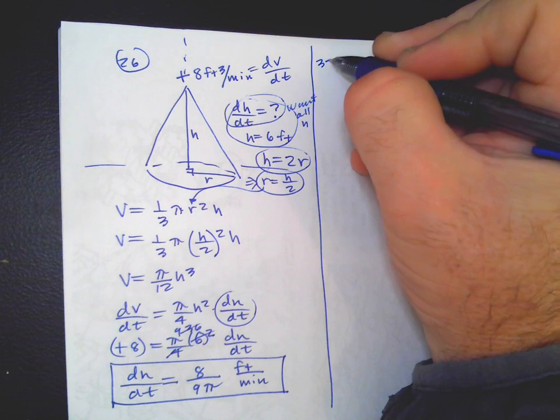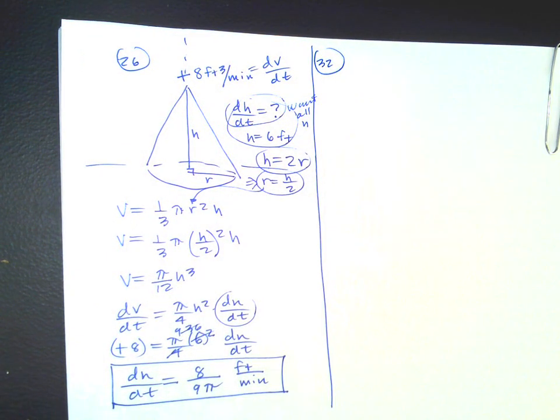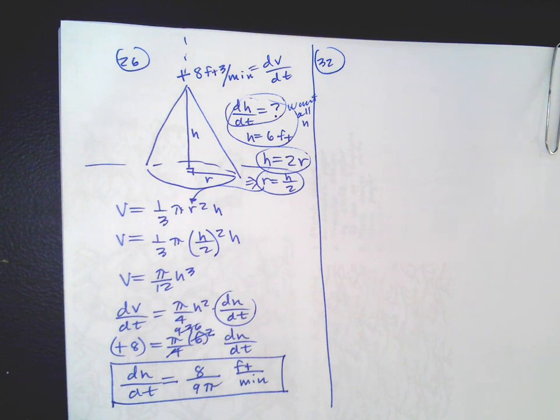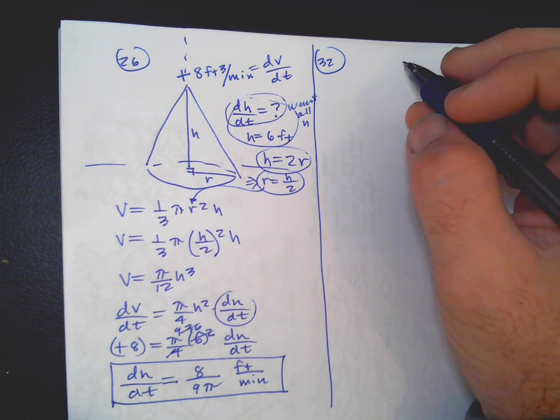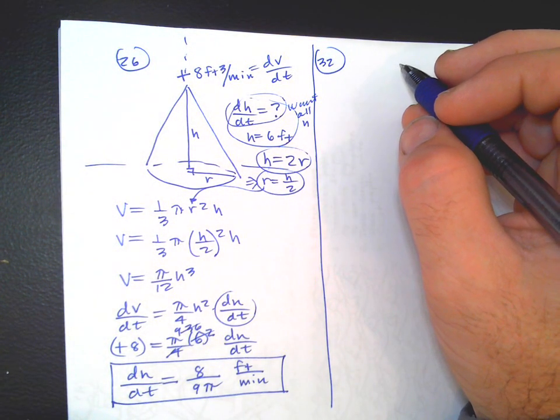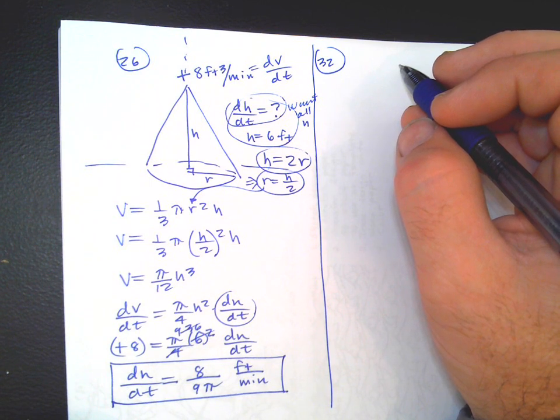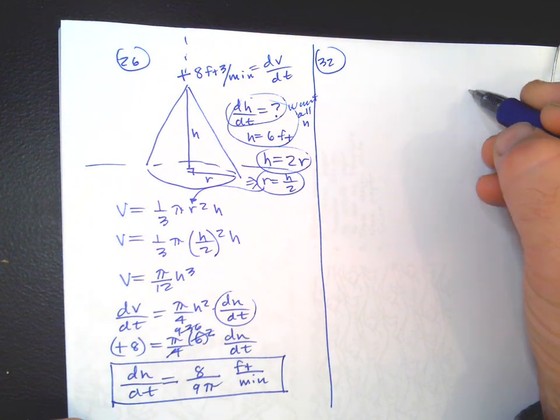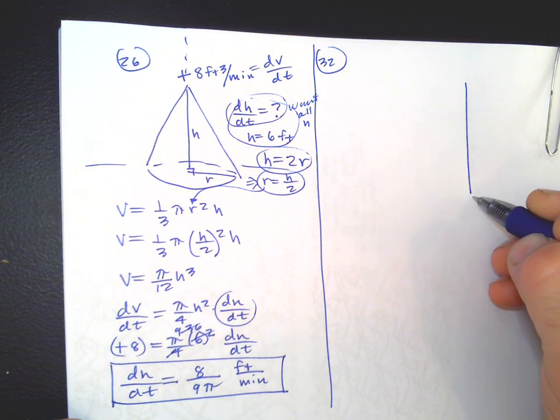Okay, 32 says a man 6 feet tall is walking at a rate of 3 feet per second towards a streetlight. This is like the one we did in the notes a couple days ago. Streetlight 18 feet high, see accompanying figure. At what rate is the shadow length changing? So even though they've given you a picture, you should draw it because you're going to write all over it.